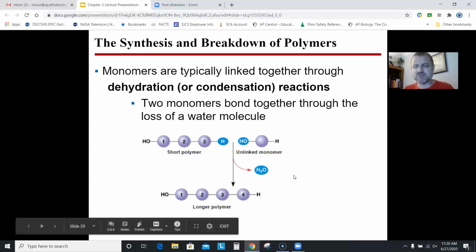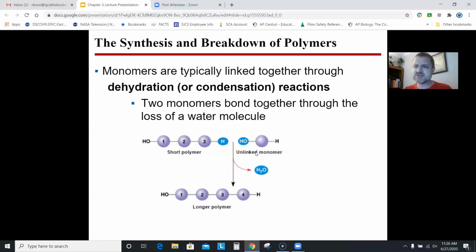I forget which term your textbook uses, but I think your textbook might use dehydration synthesis. They both mean the same thing. So you form a bond, you make a polymer by giving off water, okay?